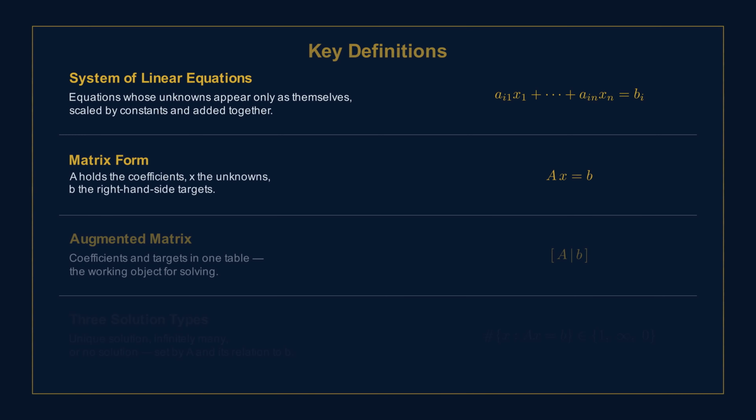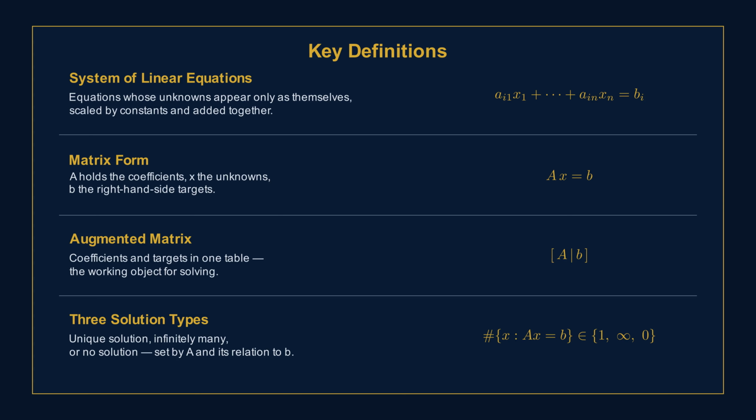So that is what a system of linear equations is, and how matrices package it. The system itself is a collection of equations where the unknowns appear only as themselves, scaled and summed. The matrix form AX equals B expresses a whole system as one statement, with A holding the coefficients, X holding the unknowns, and B holding the targets. The augmented matrix, A vertical bar B, puts everything into a single table that we are going to actually operate on. And every system has one of those 3 outcomes: a unique solution, infinite solutions, or no solution at all. Which one we end up in depends on the structure of A and how it relates to B.